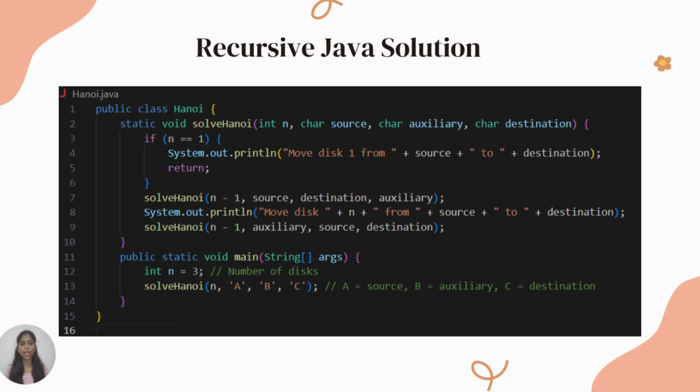First one is move n minus 1 disks from source to auxiliary using destination as a temporary helper. Next one is move the last, it means the largest disk, from source to destination. Last one is move the n minus 1 disks from auxiliary to destination using source as a temporary helper. This recursive structure mirrors the logic in our pseudocode and helps solve the puzzle in the most efficient way.